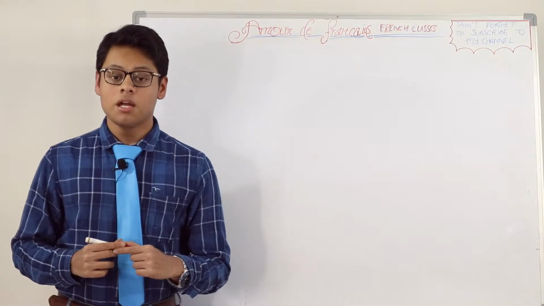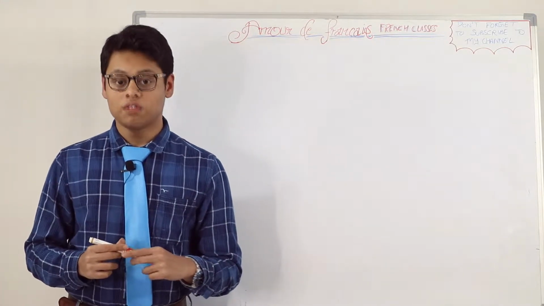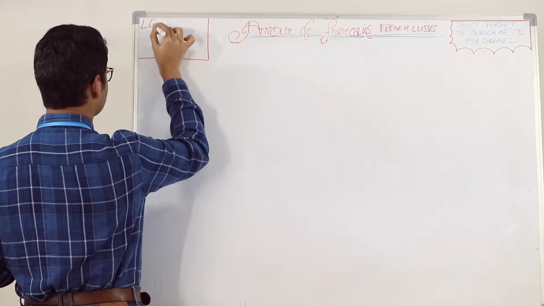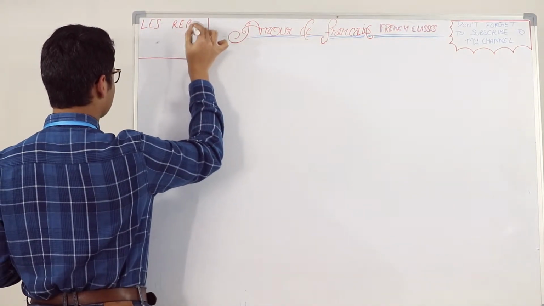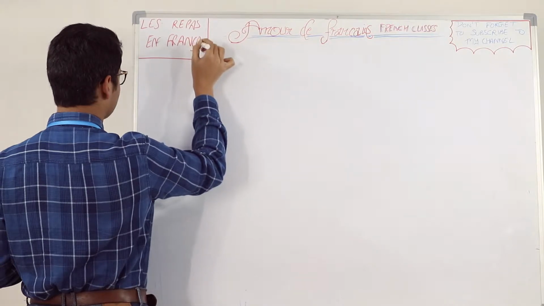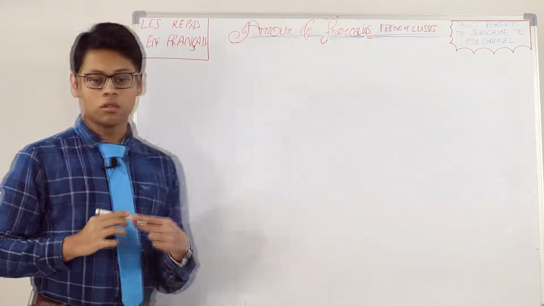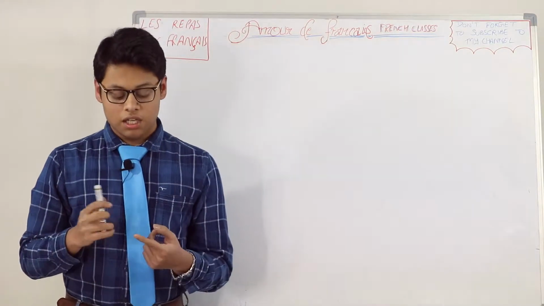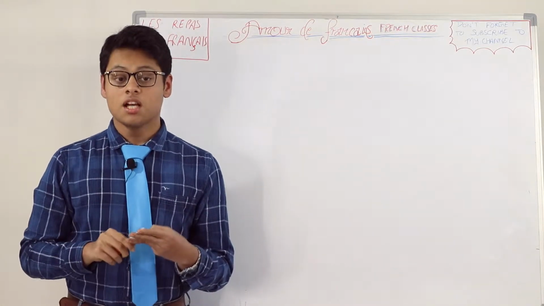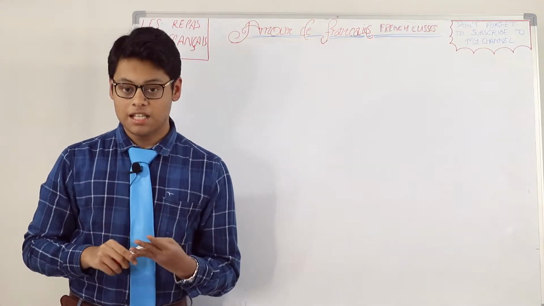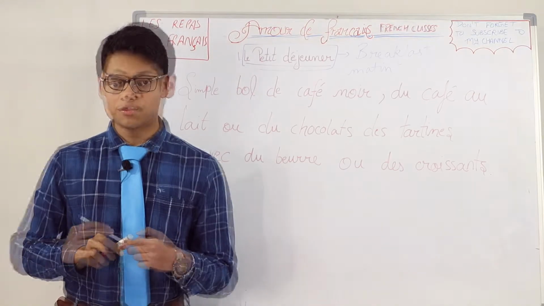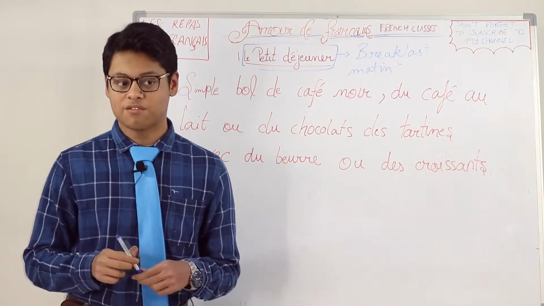In today's class, we will do meals in French, or les repas en français. Let's get started. So, there are 4 meals in French, that is le petit déjeuner or the breakfast, le déjeuner or the lunch, le goûter or the evening snack, and le dîner, which is the dinner. So first, we will learn le petit déjeuner or breakfast. So, let's learn how the French take their breakfast.